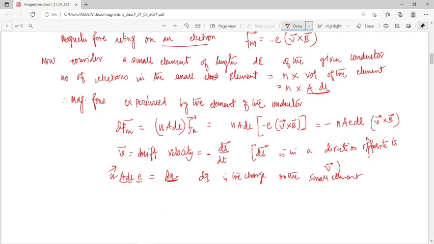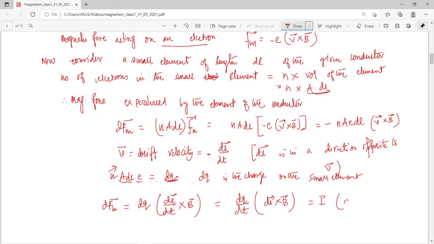So what you can say, we can put here that this is df. You can write like that, n a dl e, that can be written as dq, and in place of v we can write dl with respect to dt. Or if you just change the differentiations, you can write dq with respect to dt, because that is not a vector, and this is dl cross B. The rate of change of charge can be written as current. So we can write I dl cross B, that is df.